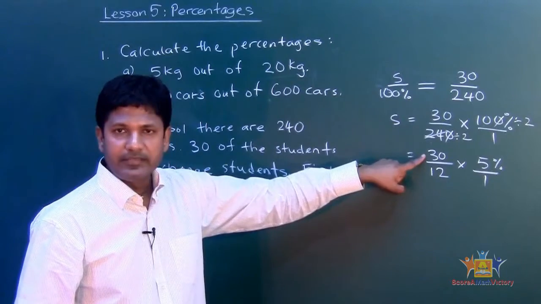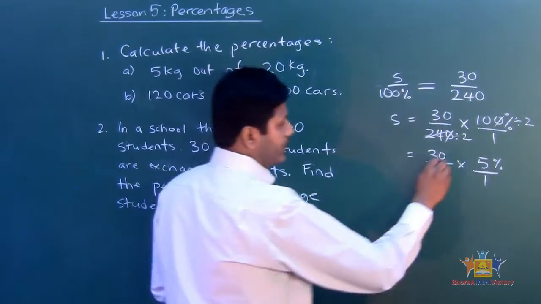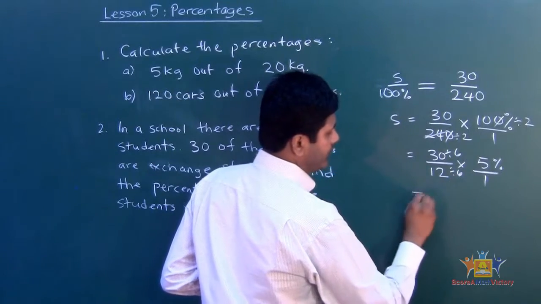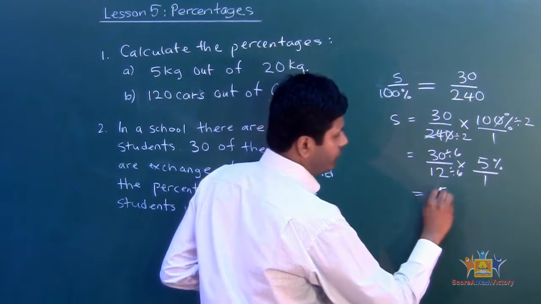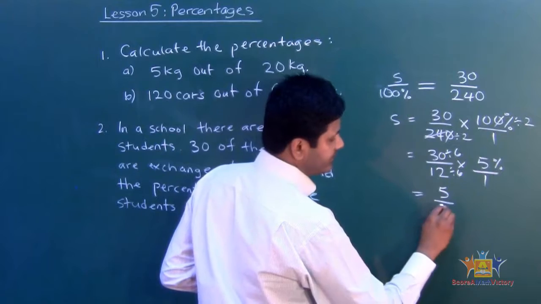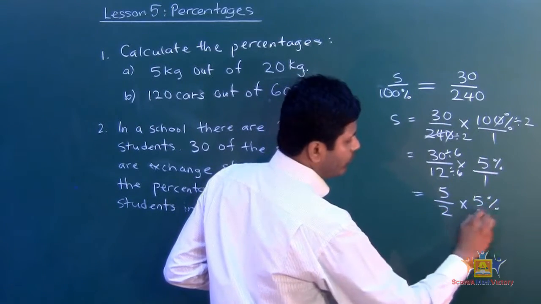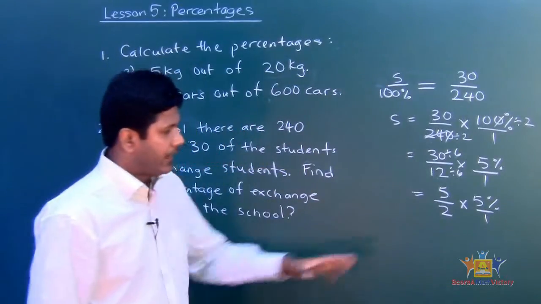I can divide this by 6. So I'm going to divide this by 6. So 30 divided by 6 is 5, and 12 divided by 6 is 2, times 5% over 1. I can't simplify anymore.